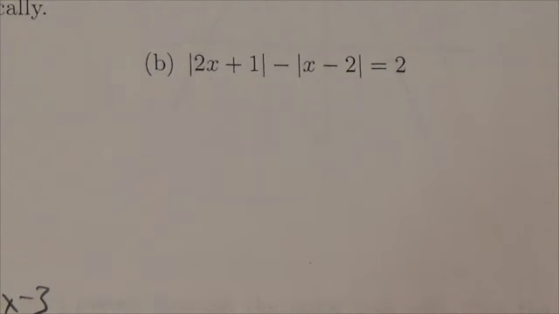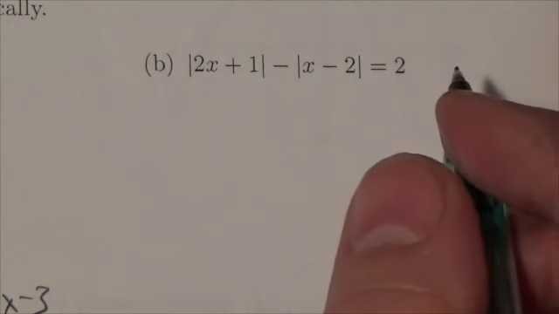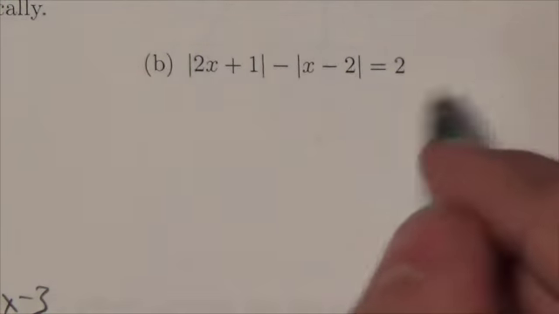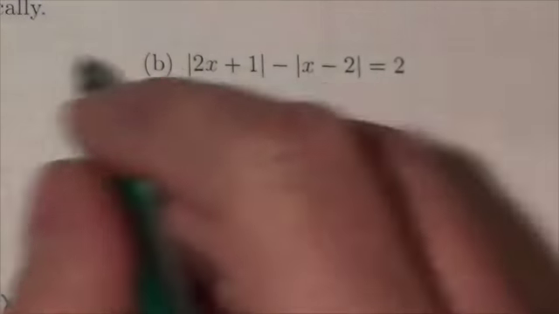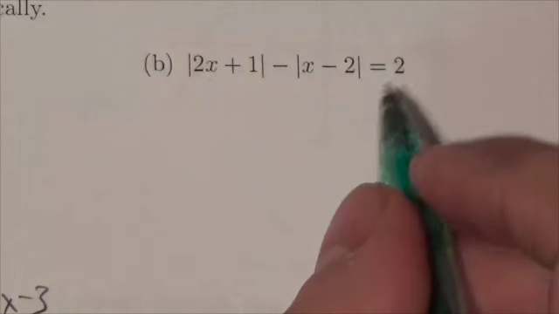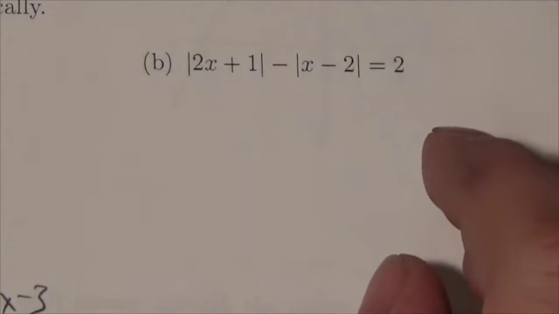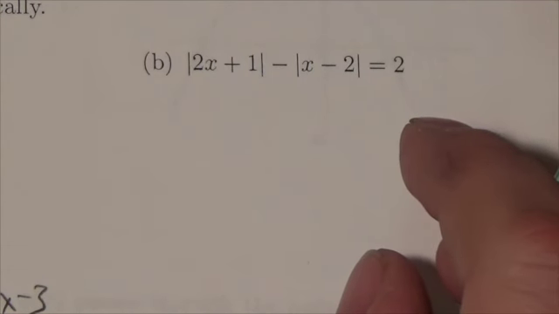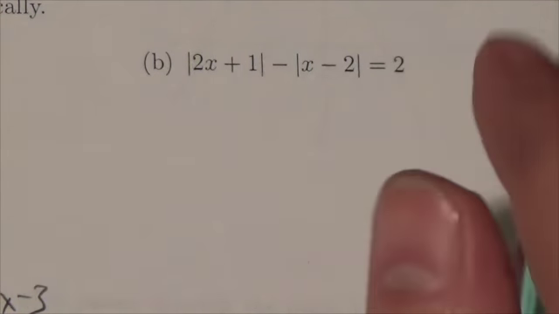Hi everybody, this is the Math 20-1 Radicals and Absolute Values review. This is question 43b. I just have to solve this equation. Again, you're not going to have to do this on an exam. If you see two absolute values in there, you're likely going to be forced to do this on the calculator.